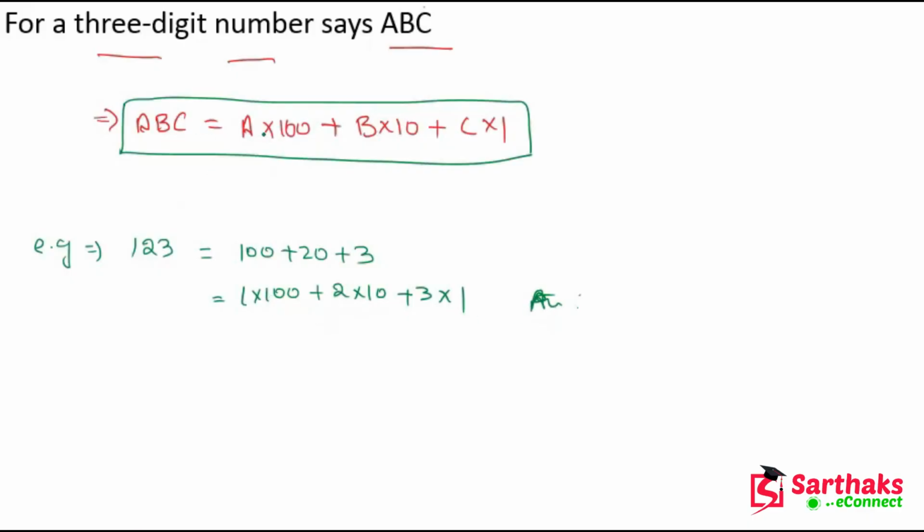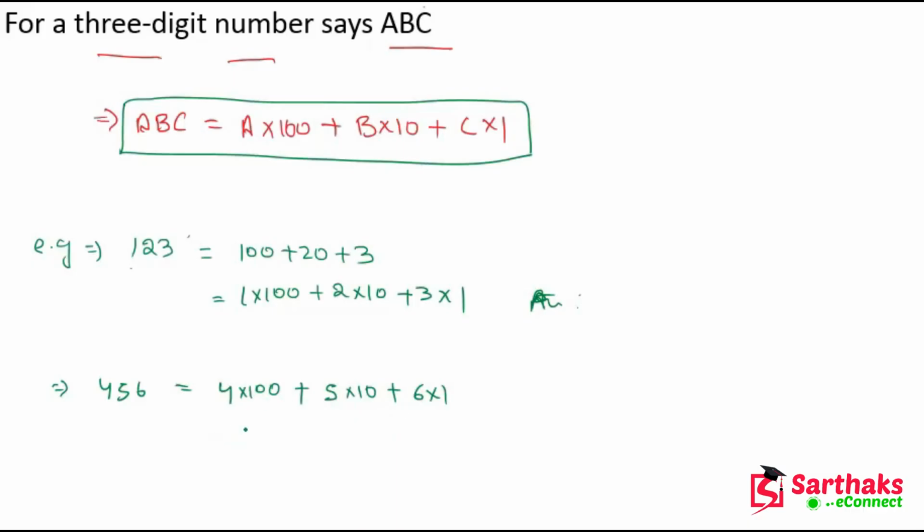Here you can see A, B, C. Here A is 1, B is 2 and C is 3. So A into 100 plus B into 10 plus C into 1. Okay, so this is again very easy. You can write any 3-digit number in this form. Let's suppose 456 we are writing it. So we can write it as 4 into 100 plus 5 into 10 plus 6 into 1. This is very simple.